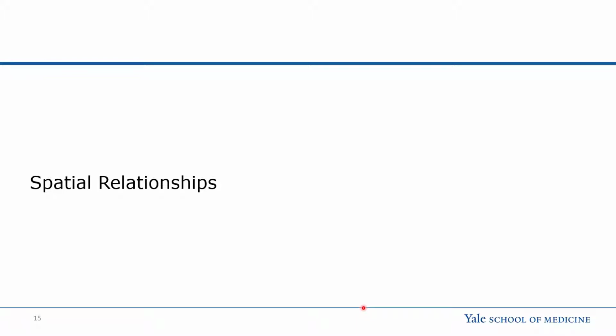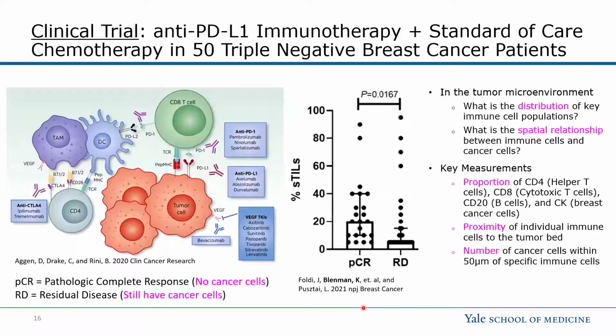Now I'll focus on the actual spatial relationships and give you a very nice example of how we use these tools. We have recently published a clinical trial where we used an anti-PD-L1 immunotherapy plus standard of care chemotherapy in 50 triple-negative breast cancer patients. As I mentioned in the very beginning, the hallmark of these triple-negative breast cancer patients is that they have very high levels of TILs, comparatively speaking, with their counterpart subtypes.